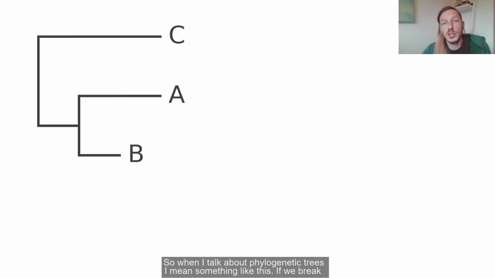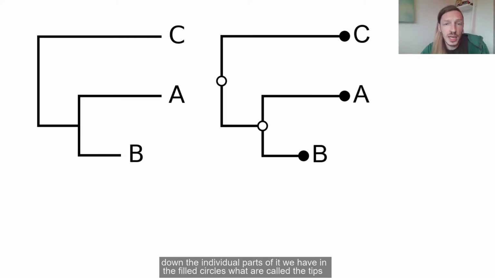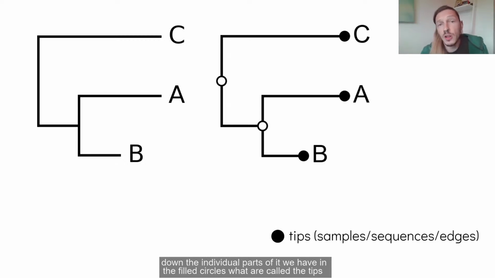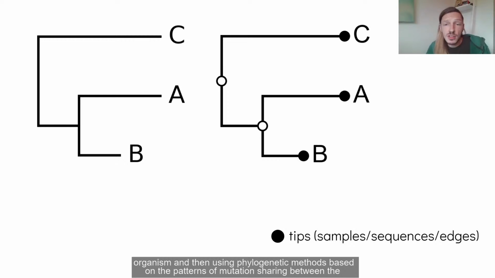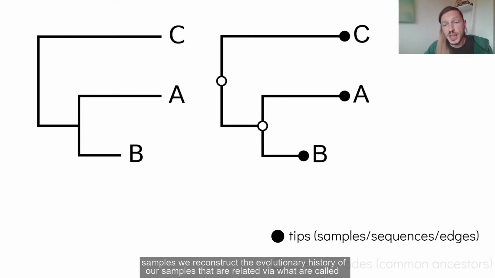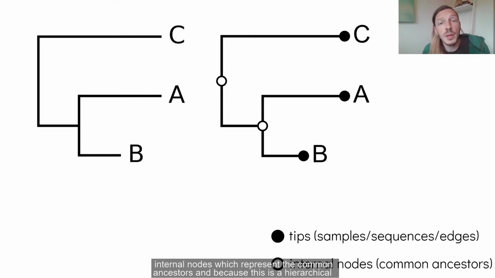So when I talk about phylogenetic trees, I mean something like this. If we break down the individual parts of it, we have in the filled circles what are called the tips of the phylogenetic tree. They represent genetic sequences that someone went and collected from an organism, and then using phylogenetic methods based on the patterns of mutation sharing between the samples, we reconstruct the evolutionary history of our samples that are related via what are called internal nodes, which represent the common ancestors.